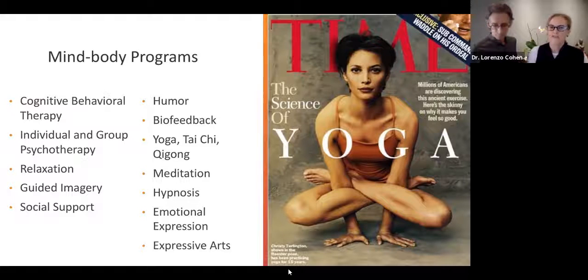So cognitive behavioral therapy, where you reframe the way that you're thinking, is really the gold standard. There's social support, like we said, relaxation therapy, humor. I mean, you've got on the left side the more Western-based practices, and on the right side, you've got the Eastern-based practices like yoga, Tai Chi, Qigong, expressive arts, which we're going to talk about. So there's many different modalities that can be explored, and if one doesn't feel right, consider another.